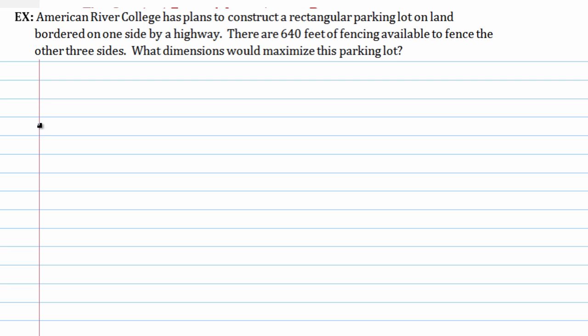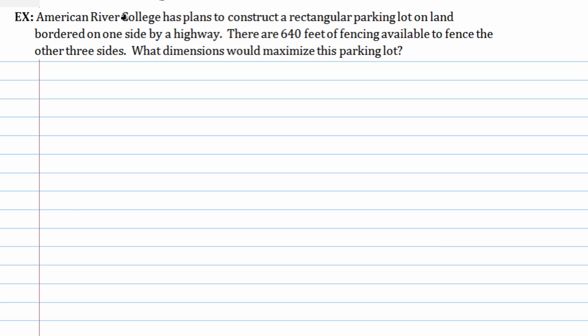American River College has plans to construct a rectangular parking lot on land bordered on one side by a highway. There is 640 feet of fencing available to fence the 3 other sides. What dimensions would maximize this parking lot?